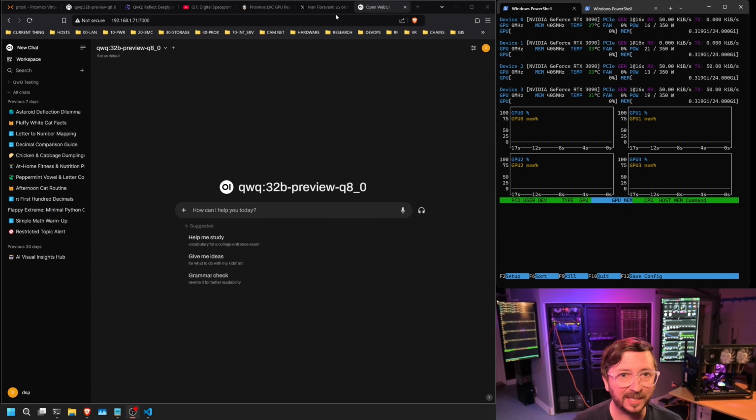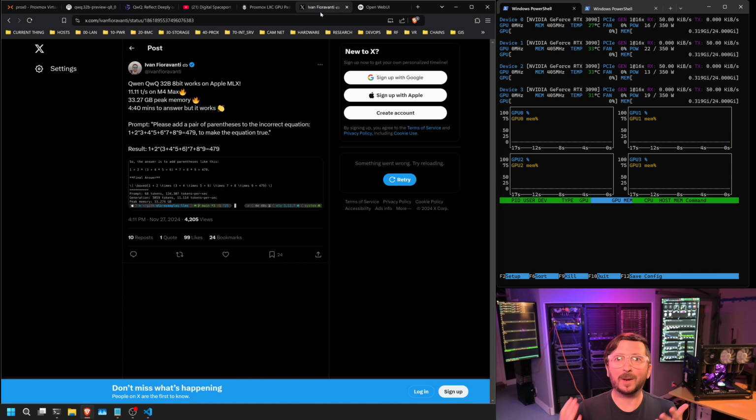All right, so we've got ourselves our model here, and we're going to start off with a question that is going to generate a comparison point, because so many people have been asking me, can you compare it against the M4 and what kind of tokens per second you would get? Today we've actually got somebody that did post their results on this for the Qwen QwQ 32 8-bit. They got 11.11 tokens per second on their M4 Max, 33.27 gigabytes per second peak memory, and it took about 4 minutes and 40 seconds to answer this.